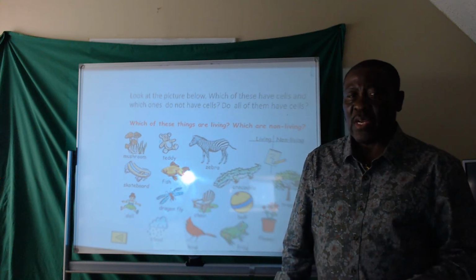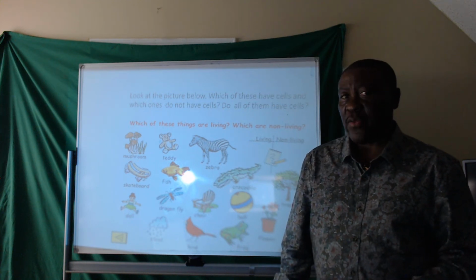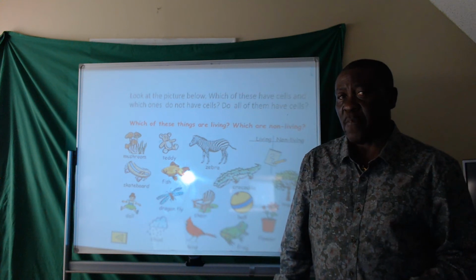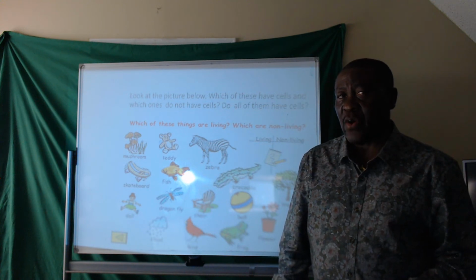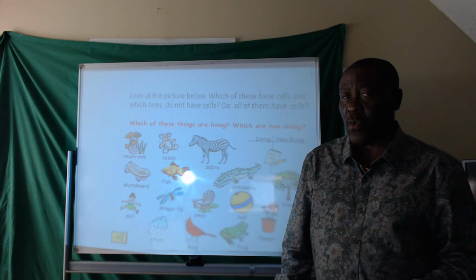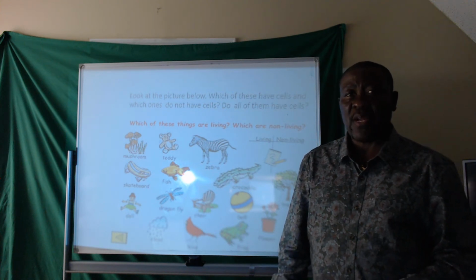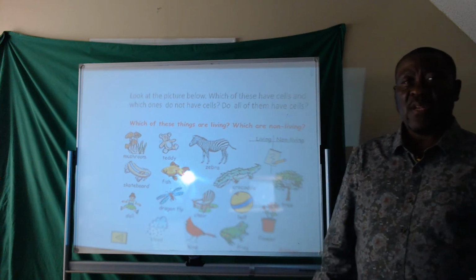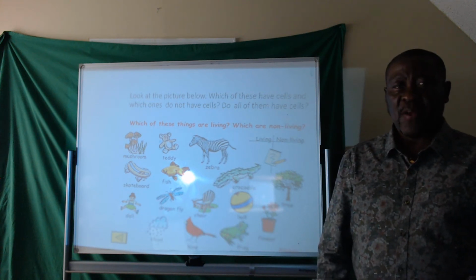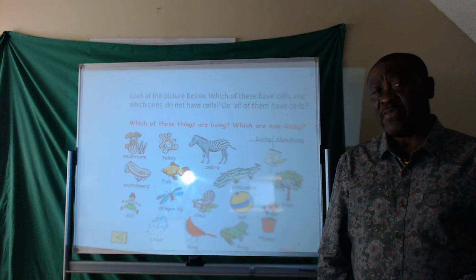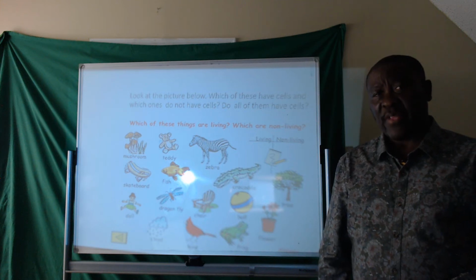Now, let's start. How about a skateboard? Do you think a skateboard has cells? If you said no, you are correct. Skateboards do not have any cells. How about a zebra? Yes, a zebra has cells. A frog has cells. A fly has cells. Okay? So those things that have cells are actually called living things.